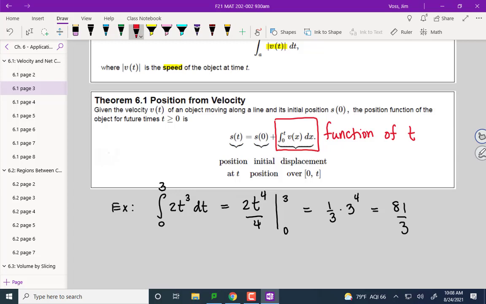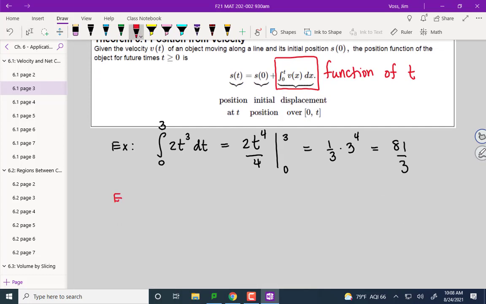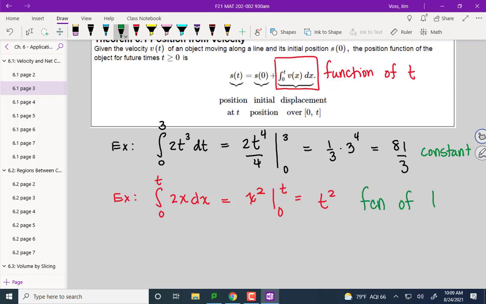And let's just do a simple example of that. So for example, if we integrate 0 to t, we can't have this function variable be confused with the dummy variable of the integration. So when we integrate here, we're going to get x squared from 0 to t. We end up with t squared. So our distinction is that this is a constant, whereas this is a function of t. So yeah, good question.